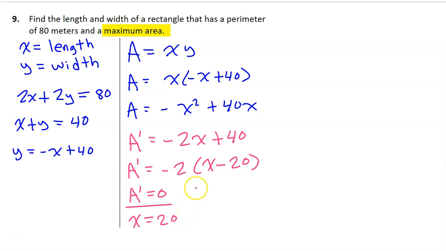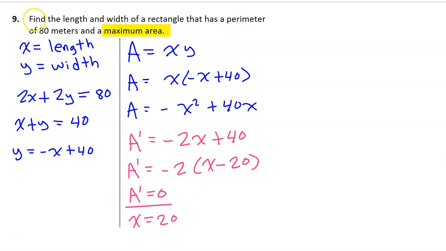Are we going to use a candidates test, or are we going to use a sign chart? This is actually a rare problem where we could do either. Since we only have one critical value and they didn't put a restriction on the interval, we could use a sign chart like we have for the other problems.